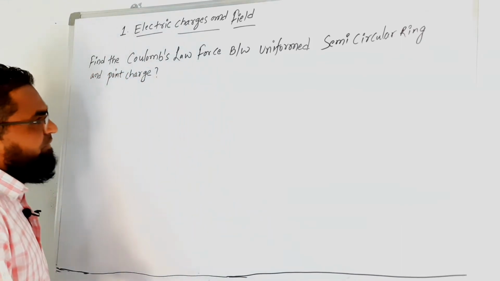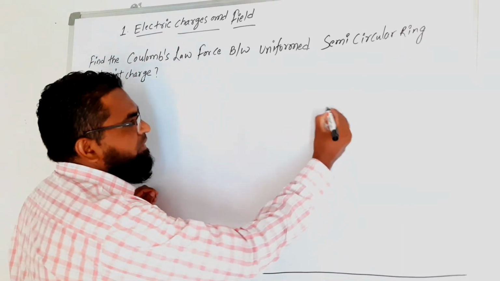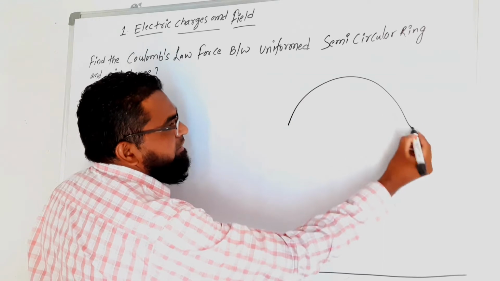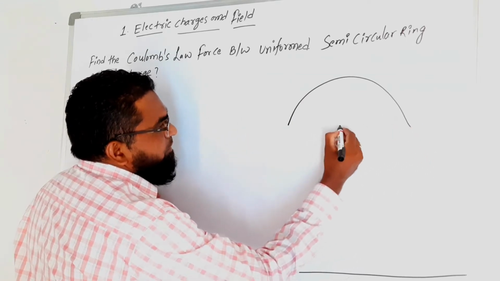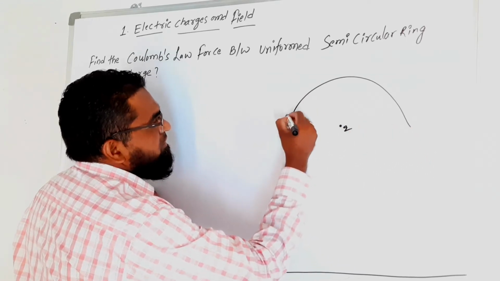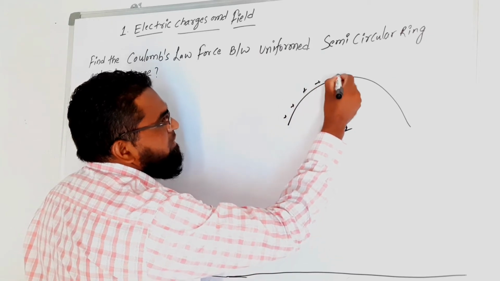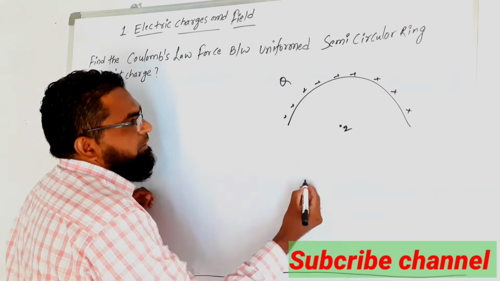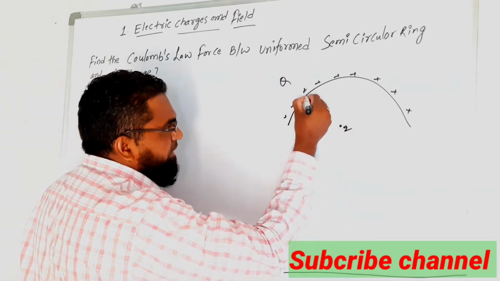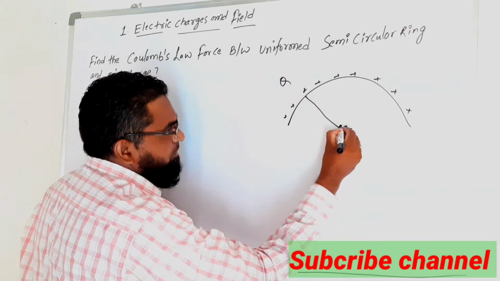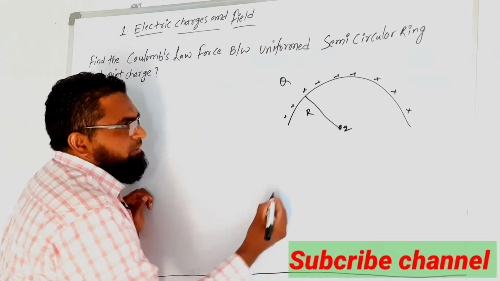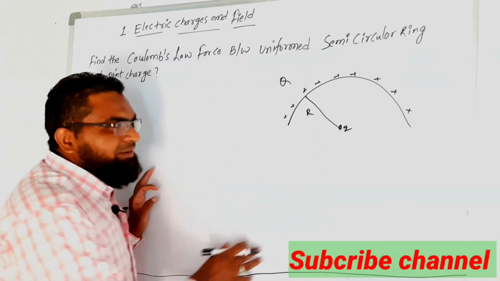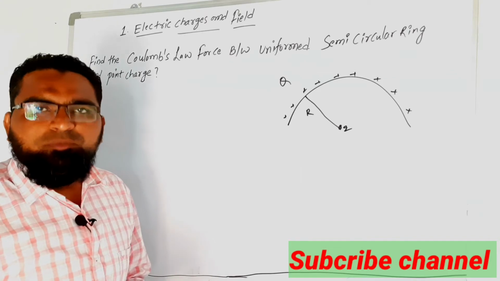See here, for example, this is the semicircular ring. Here at the center point, one charge is there. The charge on the semicircular ring is capital Q, and the distance from the center point to the ring is the radius r. So directly applying Coulomb's law is not possible.